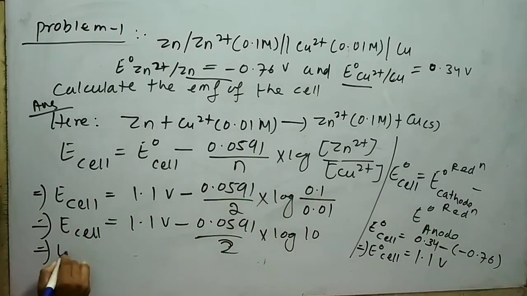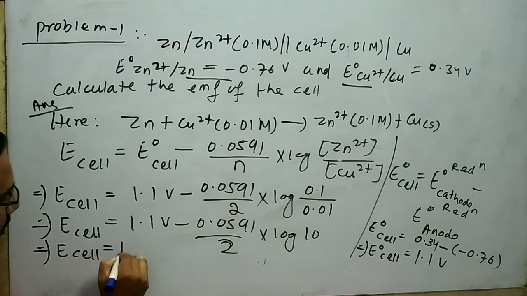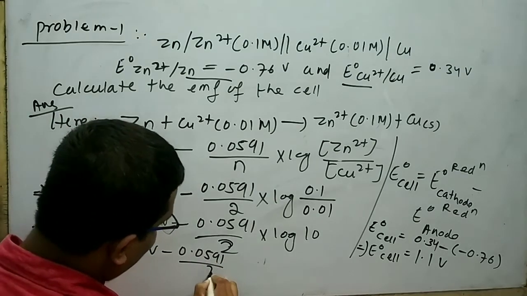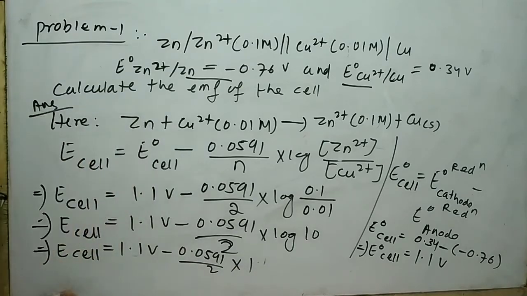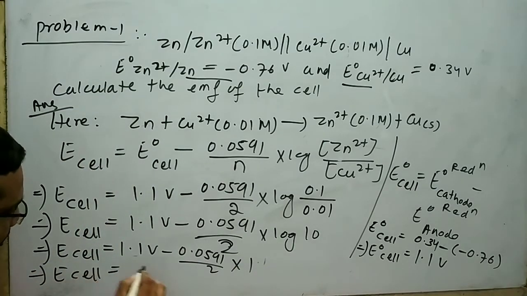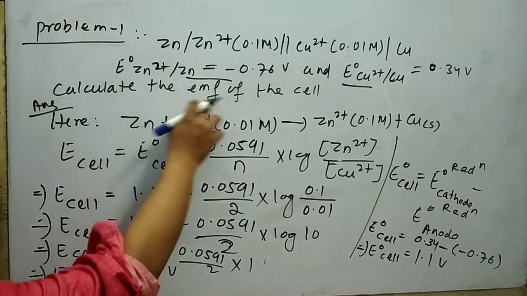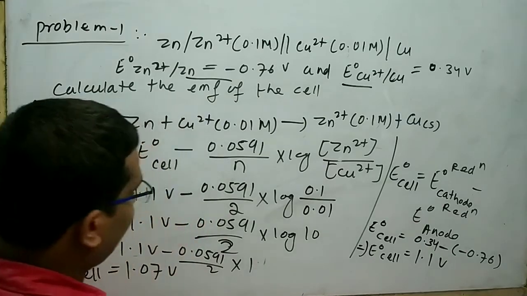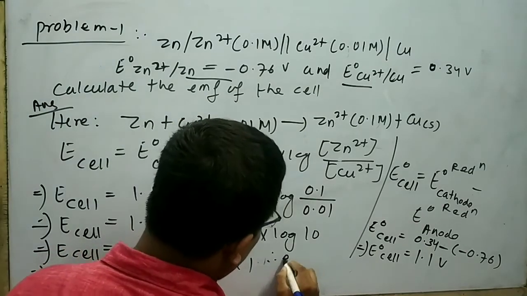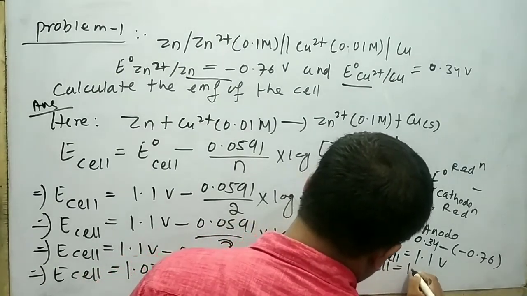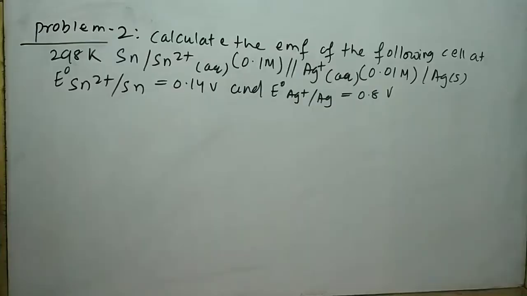So I can write E cell equal to 1.1 volt minus 0.0591 divided by 2 into 1. After solving, I can write E cell equal to 1.07 volt. Now I am to find out the EMF of the cell. So we can write EMF of the cell equal to 1.07 volt. Now I will solve problem number 2.